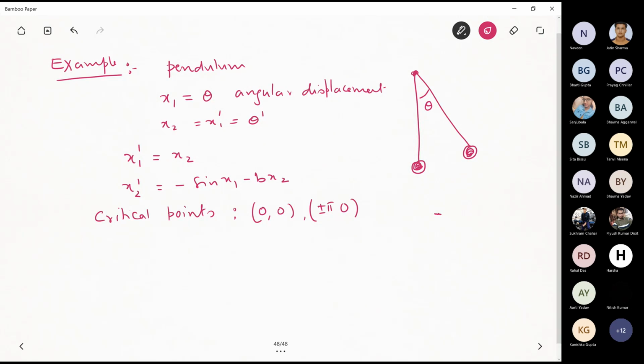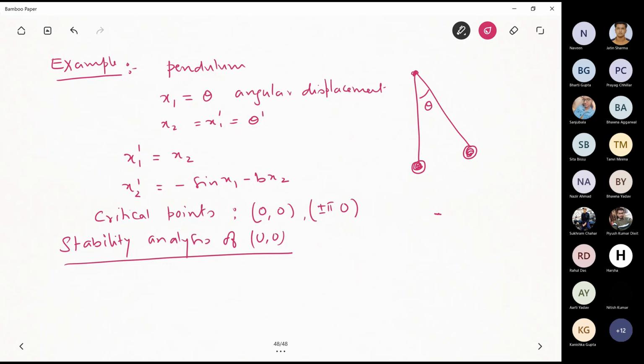First, let us look at the critical point (0, 0). Okay, so the stability analysis of (0, 0). So we use the asymptotic linear system. So first let us look at the linearized problem. So what is the linearized problem?